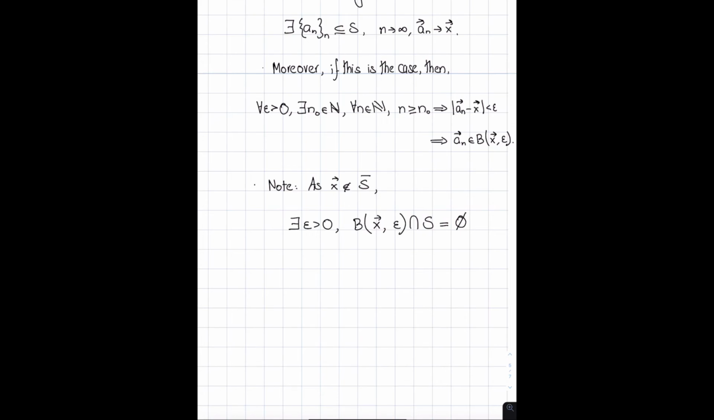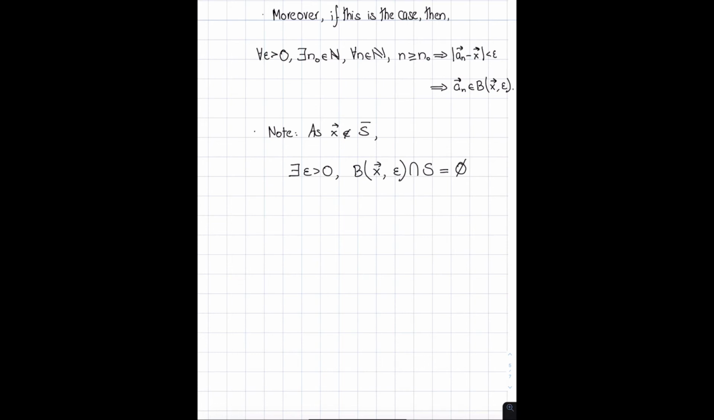For this epsilon, I use this epsilon. So let's just label this 2. I'm going to label this epsilon prime just to make sure it's different. Then there exists an n naught in the set of natural numbers such that for every n in the set of natural numbers, if n is greater than or equal to n naught, then A of n is in the ball centered at vector x, comma epsilon prime.